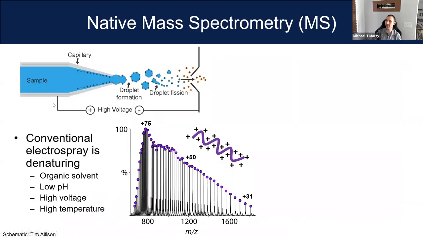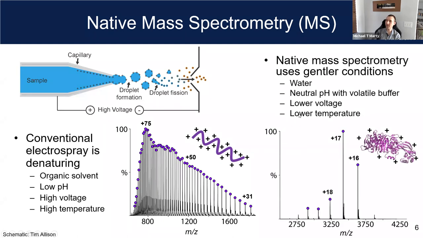So the way native mass spectrometry works is that we take our sample, we put it in this electrospray needle, we put a voltage between the needle and the instrument, and we get these charged droplets that spray out, they evaporate, and then eventually we get our charged analyte that goes into the mass spectrometer. And with conventional electrospray, we use fairly denaturing conditions, and this means that we get an unfolded protein that picks up a lot of charge.